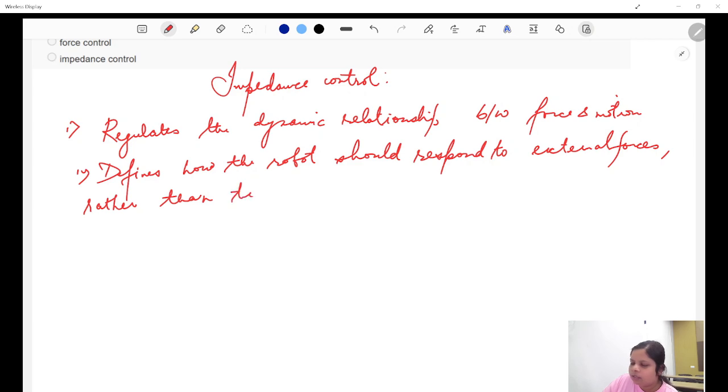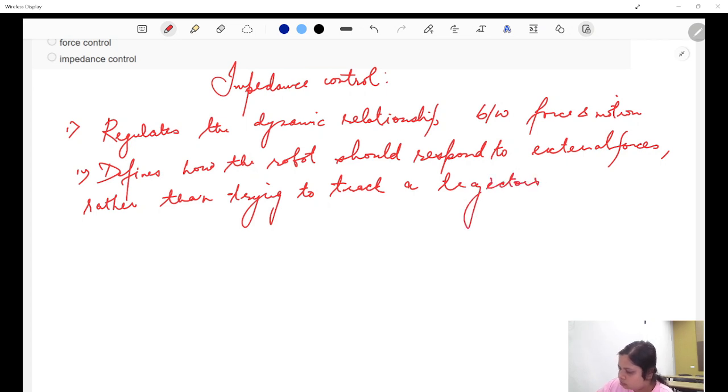Okay, rather than trying to track a trajectory exactly. Okay, it is perfect for human robot interaction, especially when the forces are unpredictable.